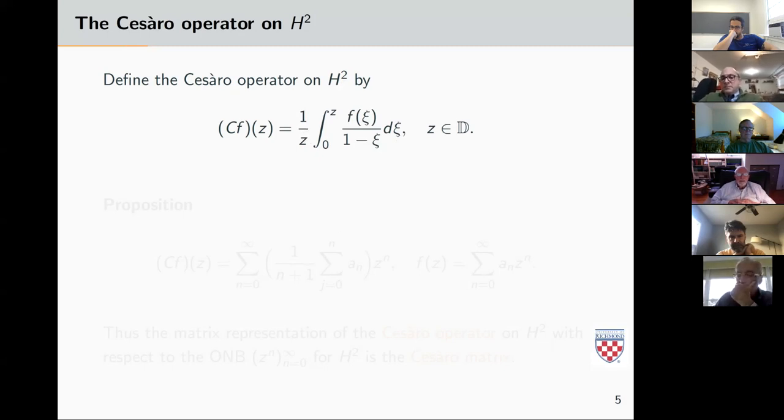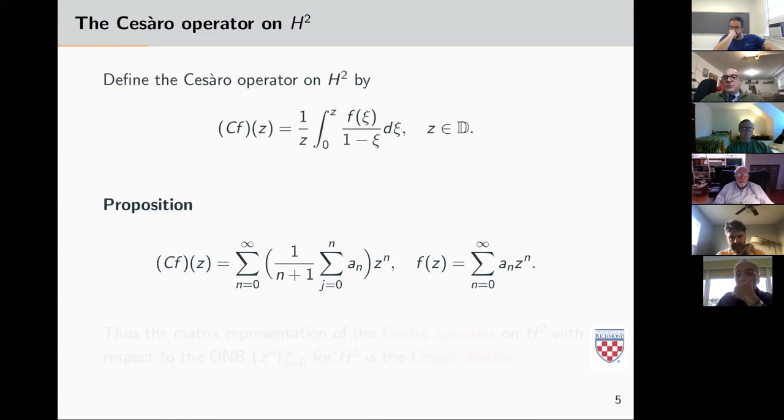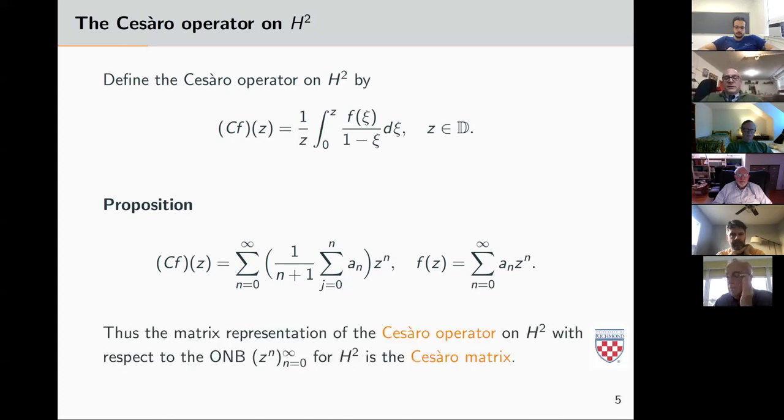All right, so if you are good with power series, you use the Cauchy product of a power series and geometric series, you can actually write out the power series expansion of this integral. And notice what you're getting here. The power series coefficients are the Cesaro means, the averages of the first n terms. So essentially the Cesaro operator is the Cesaro matrix. The coefficients here are just going to be the nth column of the Cesaro matrix. This means the matrix representation of the Cesaro operator on H2 with respect to the standard orthonormal basis z to the power n is the Cesaro matrix.